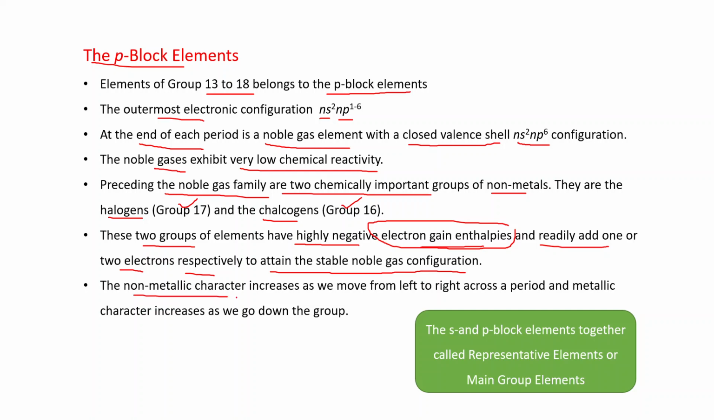The non-metallic character increases as we move from left to right across a period, and metallic character increases as we go down the group. Non-metallic character increases from left to right, and metallic character increases from top to bottom in a group. The S and P block elements together are called representative elements or main group elements.